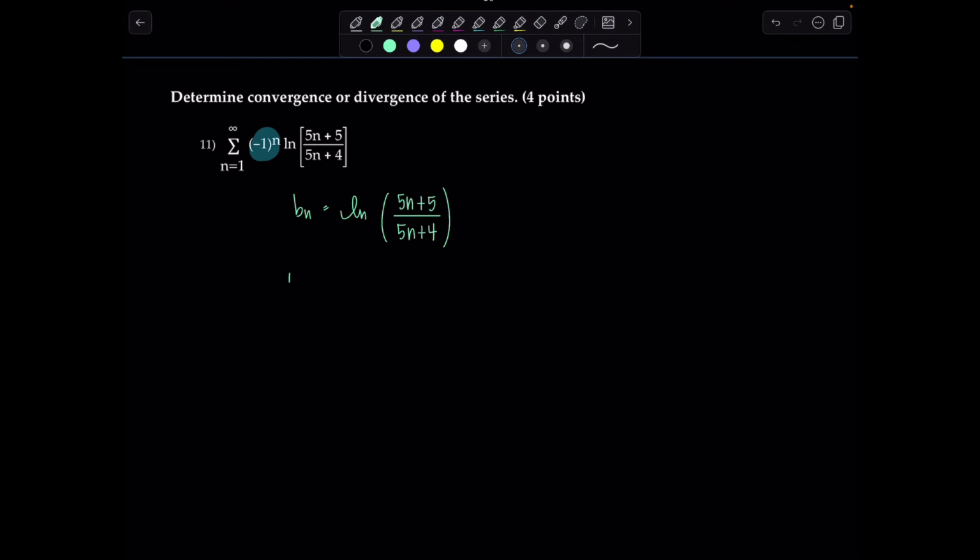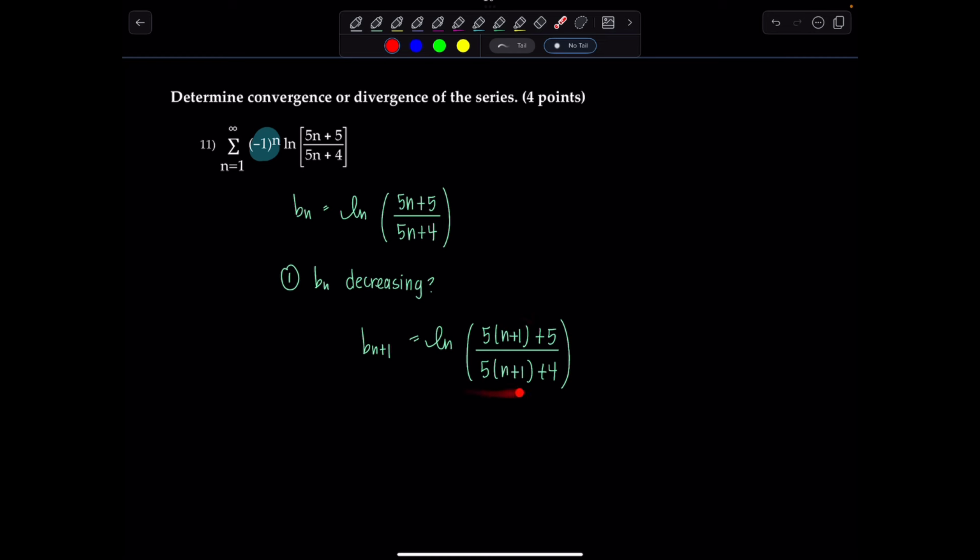We have two conditions to check. The first one is: is b_n decreasing? And it's not super obvious if you look at the inequality. b_(n+1) would be natural log of (5 times (n plus 1) plus 5) over (5 times (n plus 1) plus 4). And it's not super obvious if you try to compare this with b sub n which one's bigger, because the numerator and denominator are both getting bigger a little bit. So who's to say overall which one's bigger or smaller?